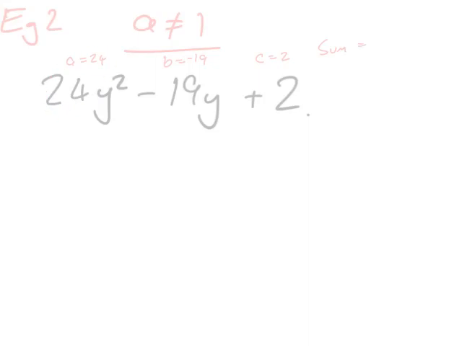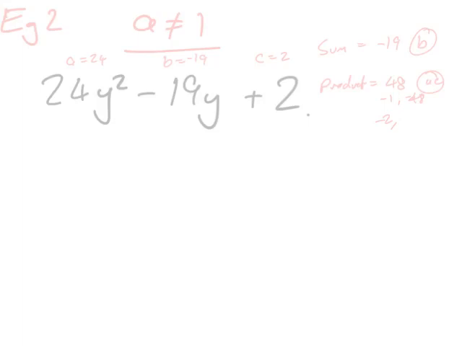So because of that 24, we have to do a slightly different method. And that method entails multiplying 24 by our product number, which is 2. So our product number is going to increase. And we go through the same method, finding factors of 48.